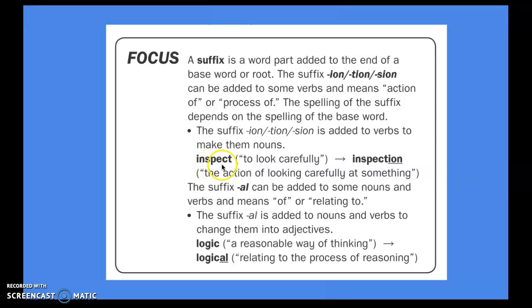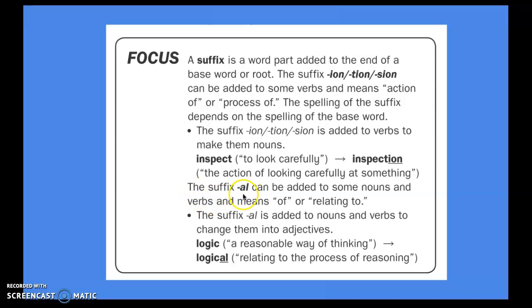We have inspect, which means to look at carefully. I'm going to add the suffix ion. I don't need to add tion because there's already a T right there. So I'm going to add the ion, inspection. I am adding ion. Now it's going to become a noun that means the action of carefully looking at something.